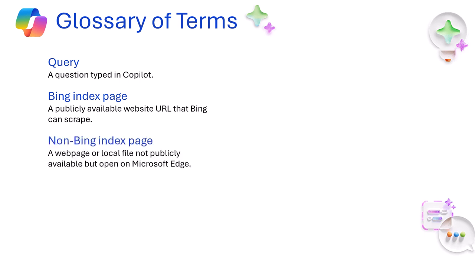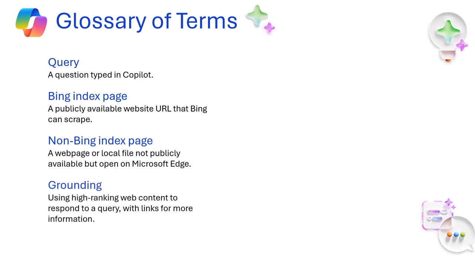There are non-Bing index pages, and those are maybe a file. It's just not publicly available, but you're seeing it. So there are indexed and non-indexed pages. This can sometimes be a thing for some people. They don't want their data to be available publicly. So that's how CoPilot can tell if it's indexed or not.